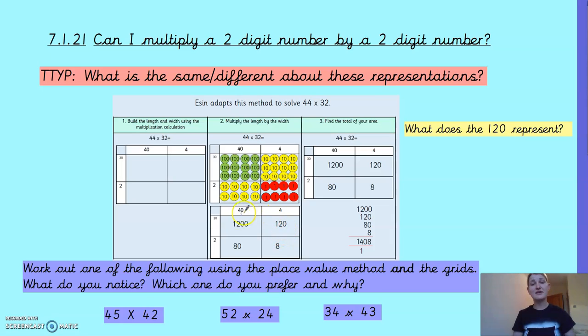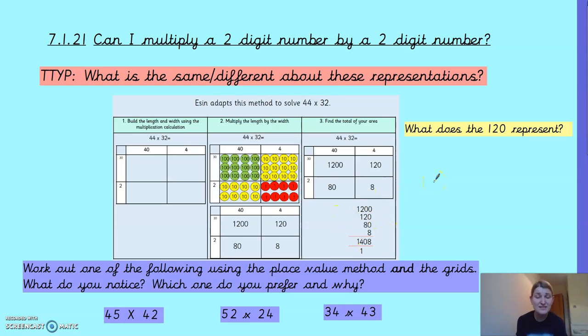Yeah, they're the same. So at the bottom here, they have just done the multiplication: 30 times 40, 30 times 4, 2 times 40, 2 times 8. And then over here, we've got an addition to add them all together.